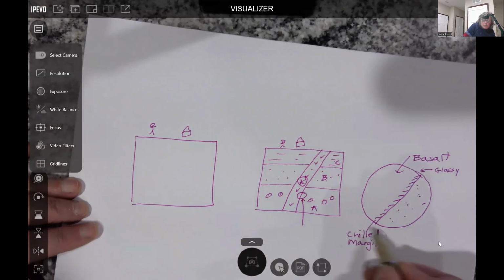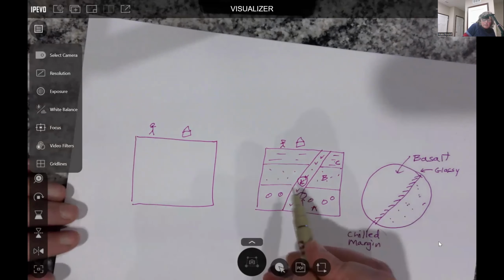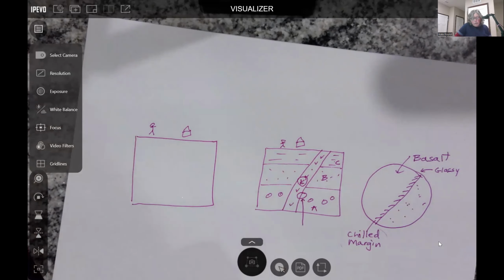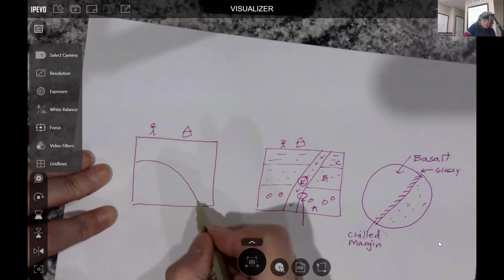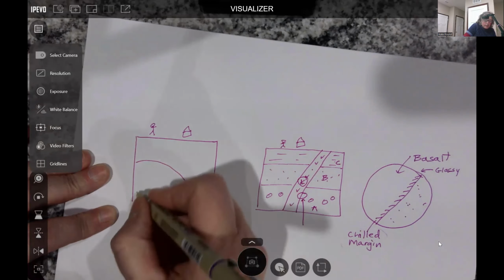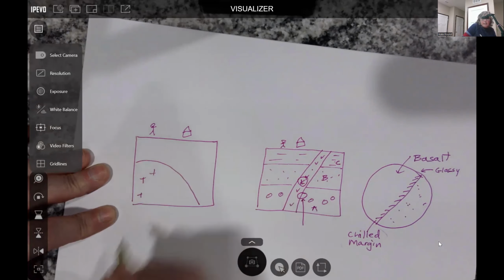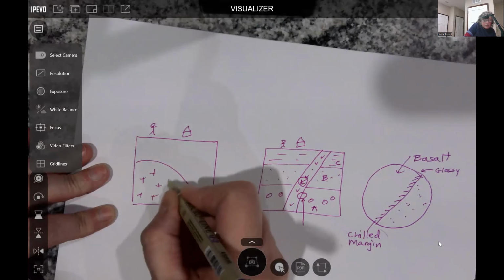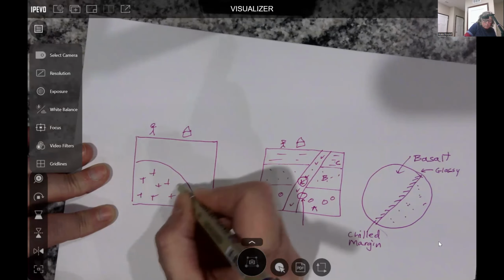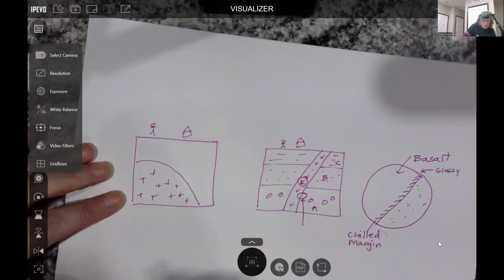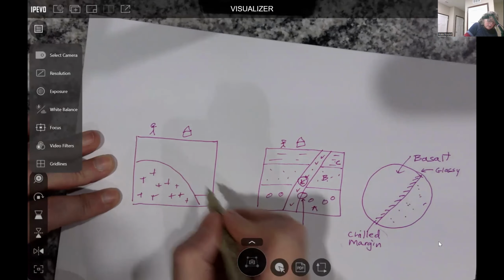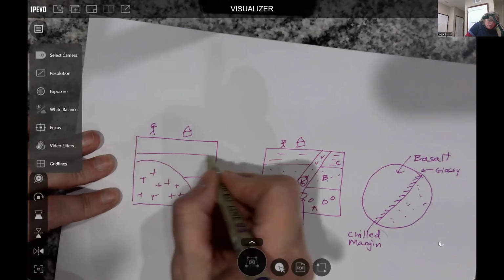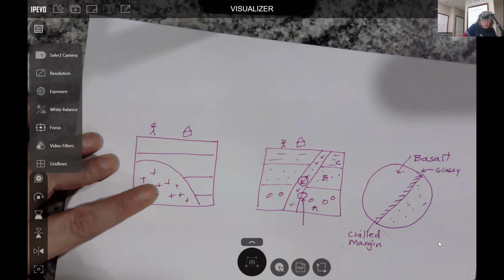That's called a chilled margin. That's a good way of double checking what you already think about the relative age. Now, in the second example, I've got a granite here, and I'm showing it with pluses. And in this case, it intruded a sedimentary sequence.